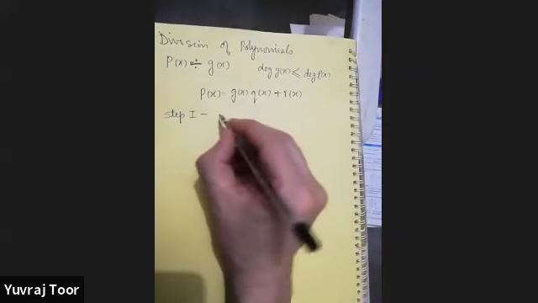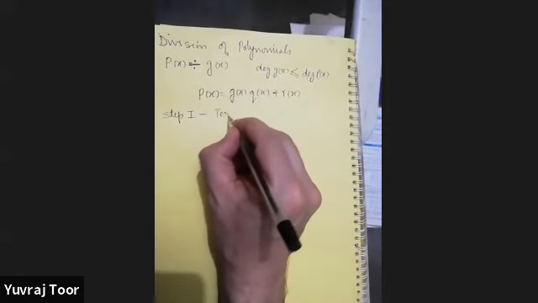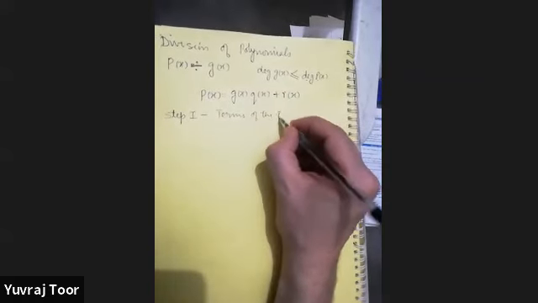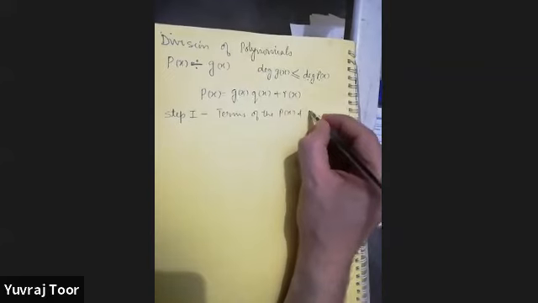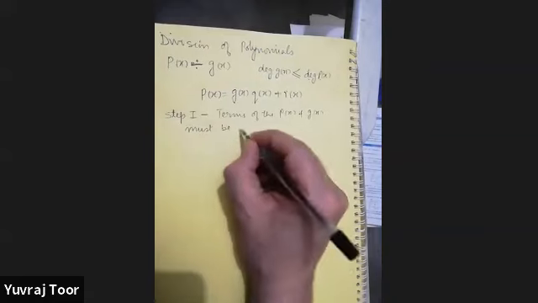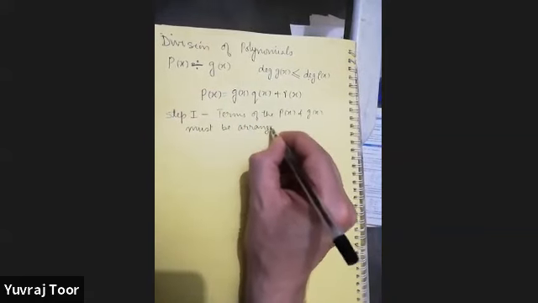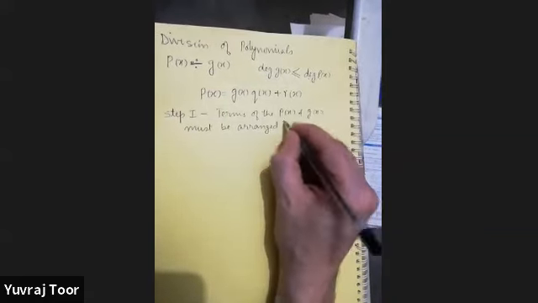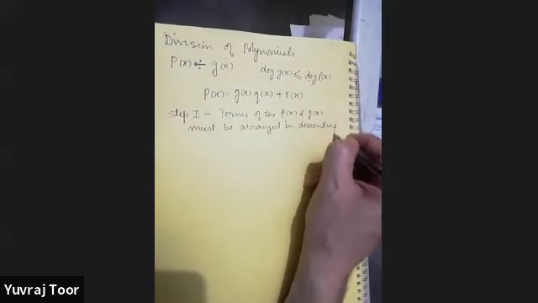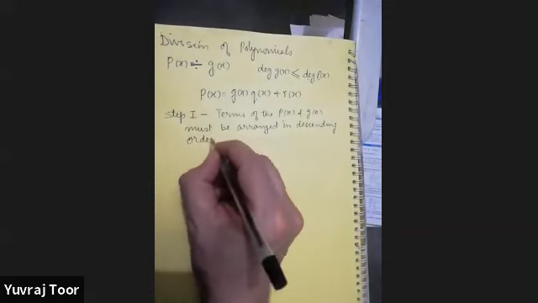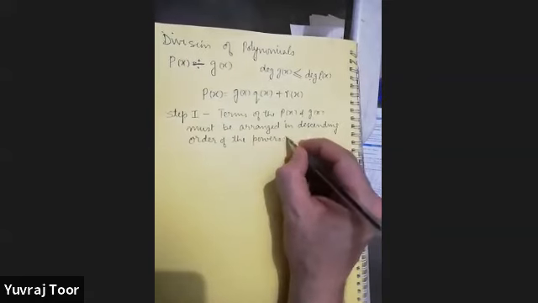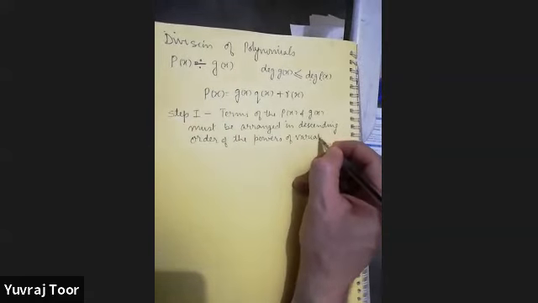Step 1, terms of the p(x) and g(x) must be arranged in descending order of the powers of variables.